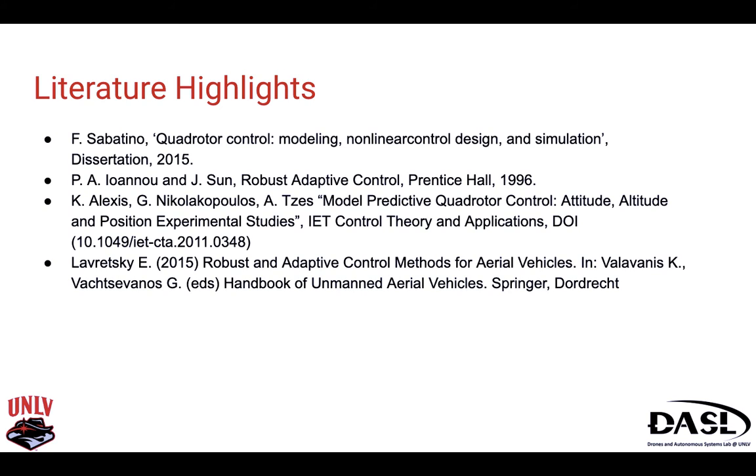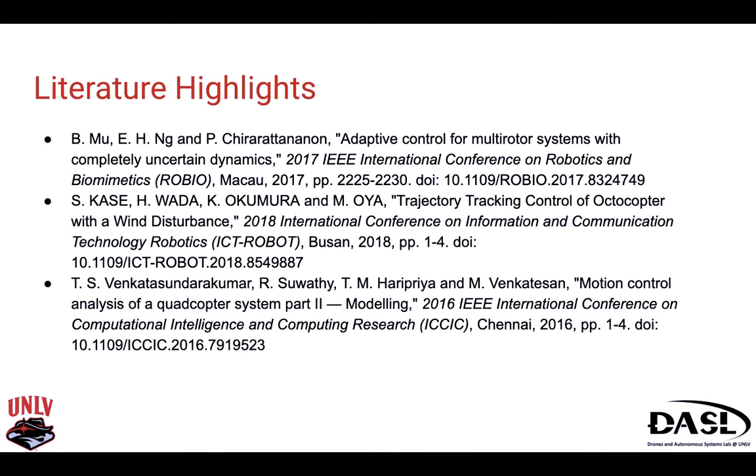Probably most helpful has been Sabatino's master's thesis. Some people cite it as a dissertation on quadrotor control and dynamics. Also, I've been using a lot of the Ioannou and Sun robust adaptive control. Costas Alexis has done a lot of great work with MPC, and so even though I was doing model reference adaptive control, it was interesting to see his modeling. And then, not mentioned here, also the Vijay Kumar, Peter Corke, and Mahony paper. It was very useful. These papers were interesting. I thought they would be related, but it turns out they were not super useful.